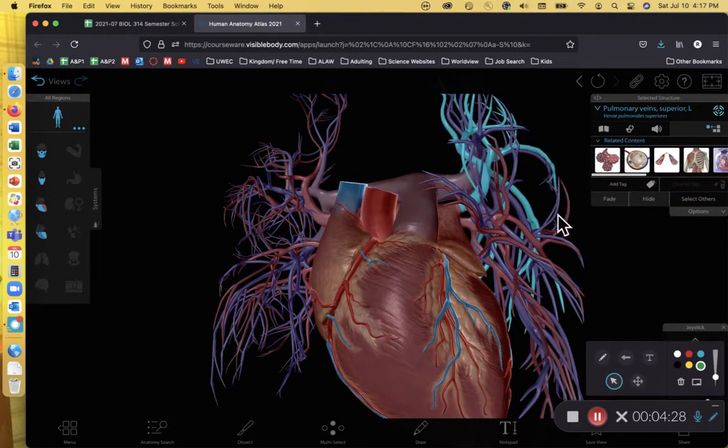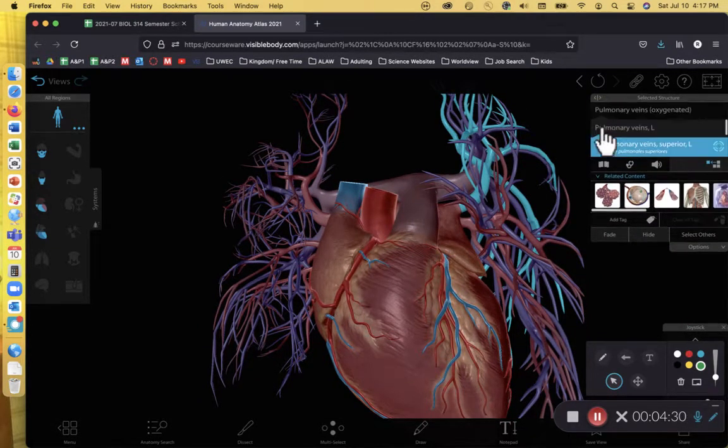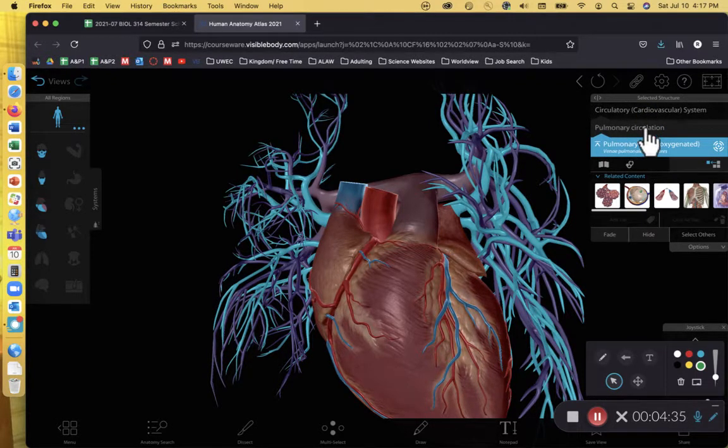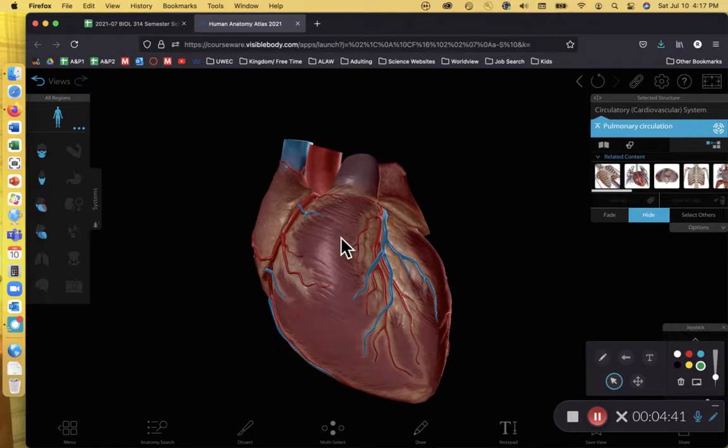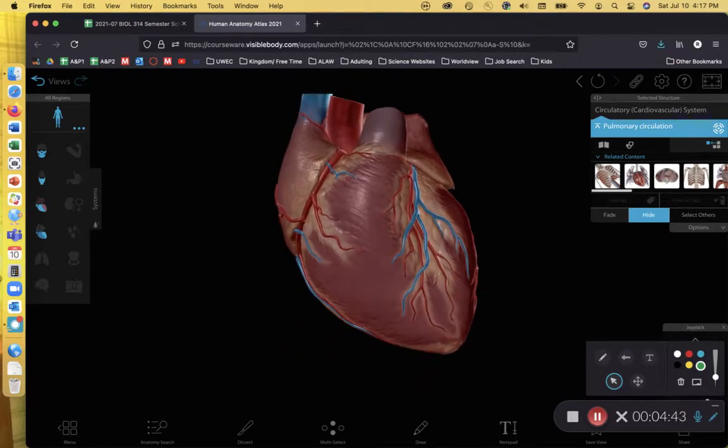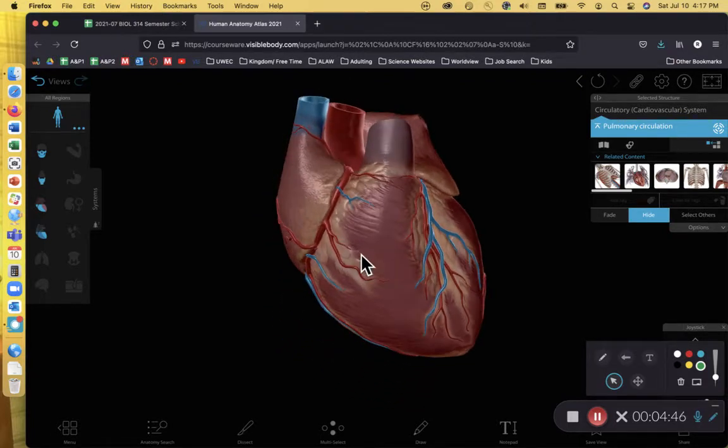And I'll admit, these pulmonary veins are kind of a pain in the butt, so I'm just going to get rid of all pulmonary circulation in general, just to really clean it up for us. There we go. This is a nice looking heart right here. Kind of a happy heart, just hanging out in a black void.